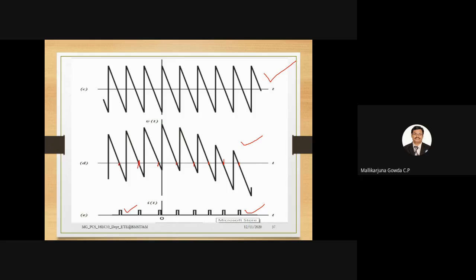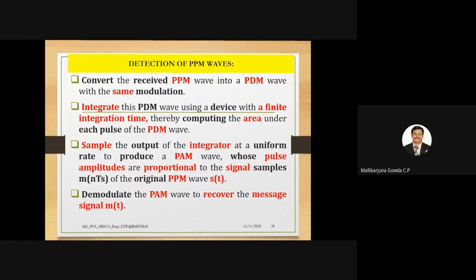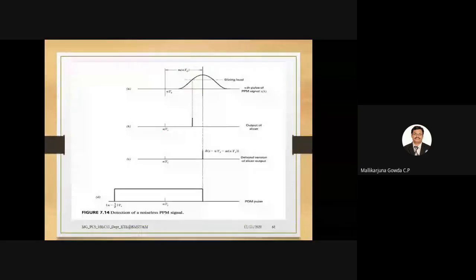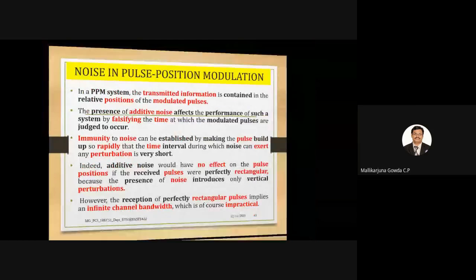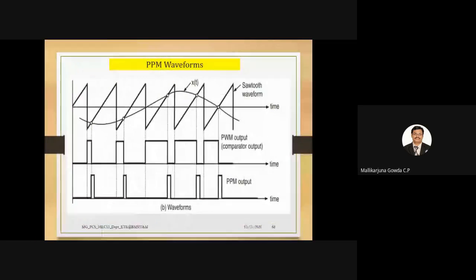If I pass these signals through a pulse shaping filter, I get the proper PPM wave. I will show another waveform where the still picture is clear. Hope you'll be able to understand this, right?